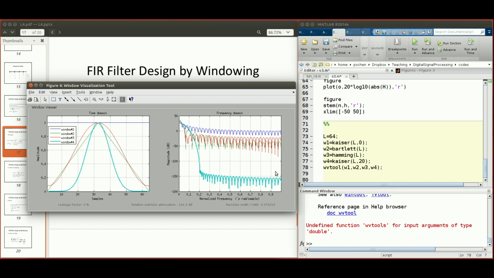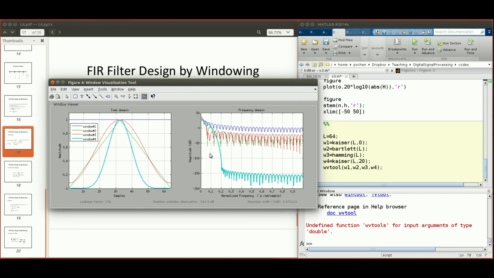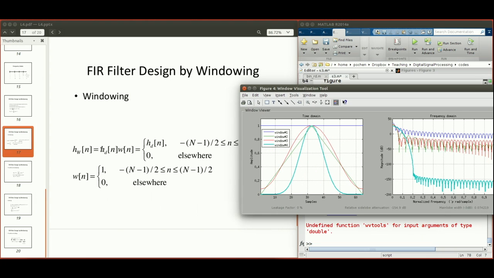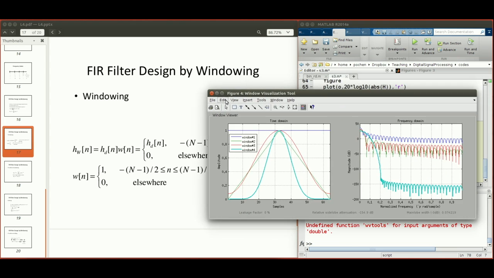And then the last one is Kaiser L20. If you compare Kaiser L20 with Kaiser L0, huge difference. That's the cyan curve, I think. This curve is much smoother than this boxcar. And in the Fourier domain, you can see it's actually a very good low pass filter. So those are the different kinds of windows that can be used to window the impulse response of our desired filter. So let's just close it.